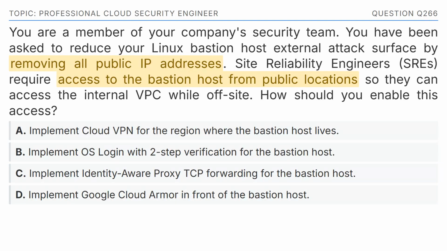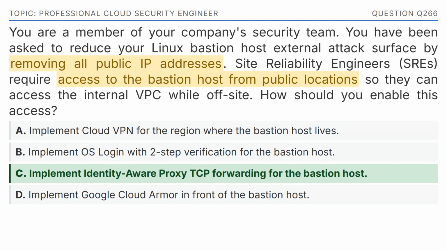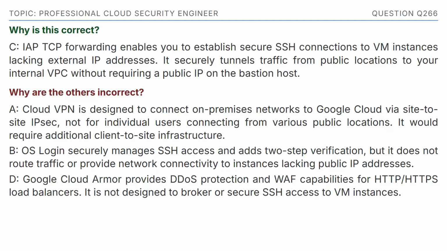To arrive at the correct answer, we focus on the keywords, removing all public IP addresses, access to the Bastion host from public locations. The correct answer is option C, implement identity-aware proxy TCP forwarding for the Bastion host. Why is this correct? C. IAP TCP forwarding enables you to establish secure SSH connections to VM instances lacking external IP addresses. It securely tunnels traffic from public locations to your internal VPC without requiring a public IP on the Bastion host.